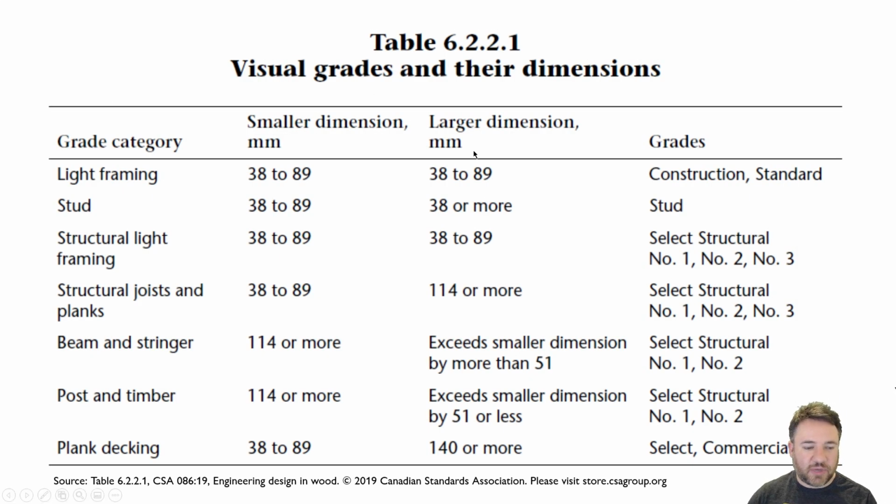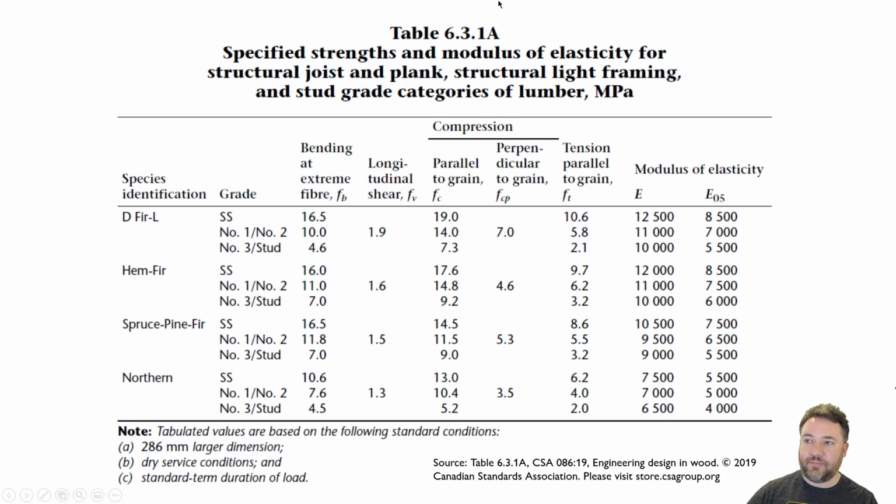It's a 38 by 140, which is a 2x6. So 38 by 140 is going to fit into our structural joist and plank category here. So we have to go to the structural joist and plank table, which happens to be table A, which says structural joist and plank at the top. And you may recall that we were dealing with a Douglas fir number 1 for our joist. And so if we read across, we'll see perpendicular to grain strength FCP equals 7.0.